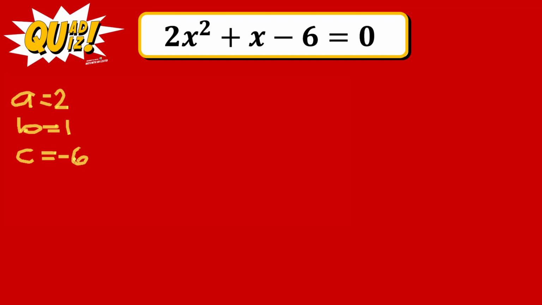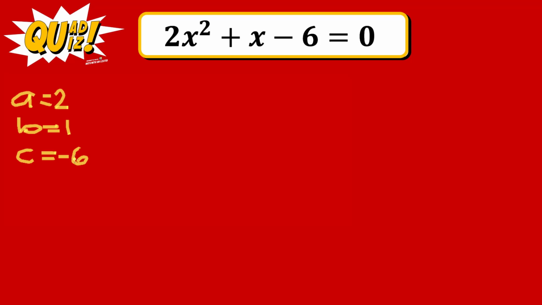The previous method presented was extracting square roots. That is when b is not around. But since b is 1, we cannot use that. And we also have factoring, specifically the common monomial factoring, that is applicable when c is 0. But since c here is negative 6, we cannot use the common monomial factoring.